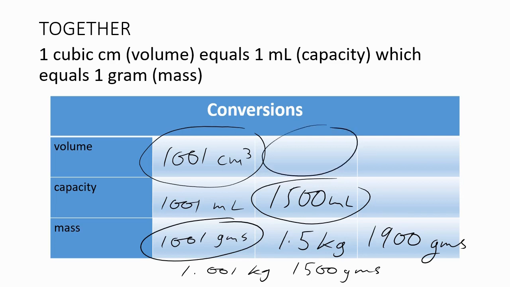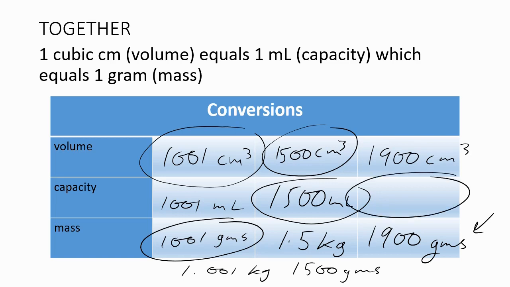You have a go. And I hope that you put down 1,500 centimeters cubed. What about this one here? 1,900 grams. Well, for capacity, I'm probably going to put down... Actually, I won't do capacity. I'm going to do volume. Volume, I'm going to put down 1,900 centimeters cubed. What are you going to put down in capacity?